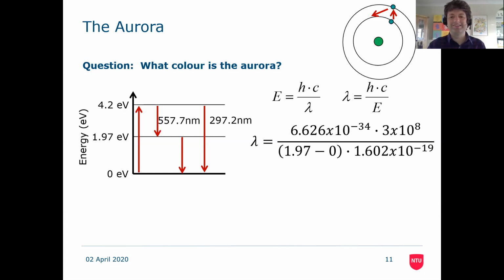What about this next transition here? Well, to go from 1.97 electron volts back down to the ground state. Again, we put in H just like before, we put in C just like before, we put in this change in energy just like before, and this conversion factor. And we get approximately 630 nanometers. And that's right. So we get green, we get red. Now, the images I've shown you so far show northern lights are mostly green, a little bit of red sometimes, but mostly green. There's also a bit of purple in there as well.